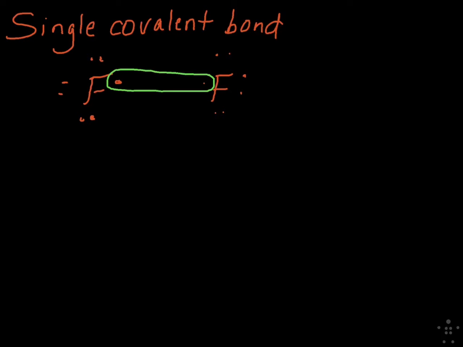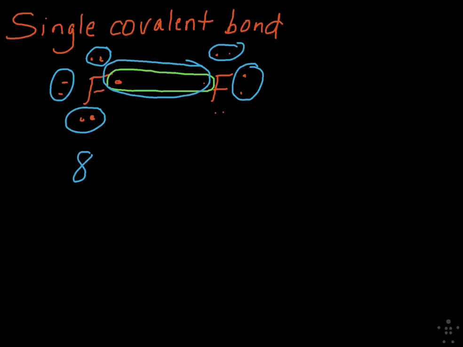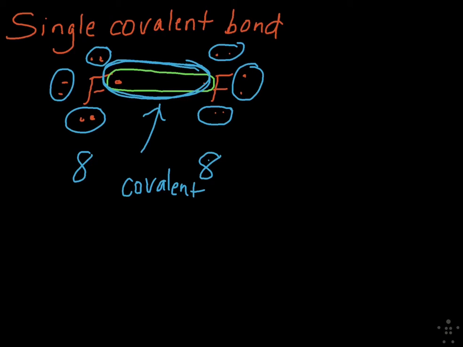And so now if they share those 2, this fluorine atom has 2, 4, 6, 8 electrons in its outer shell. So it's good to go. It meets that octet rule. This fluorine has 2, 4, 6, 8 electrons in its outer shell. So it's good to go. So this right here is your covalent bond. They are sharing those 2 electrons. So both electrons belong to both atoms.